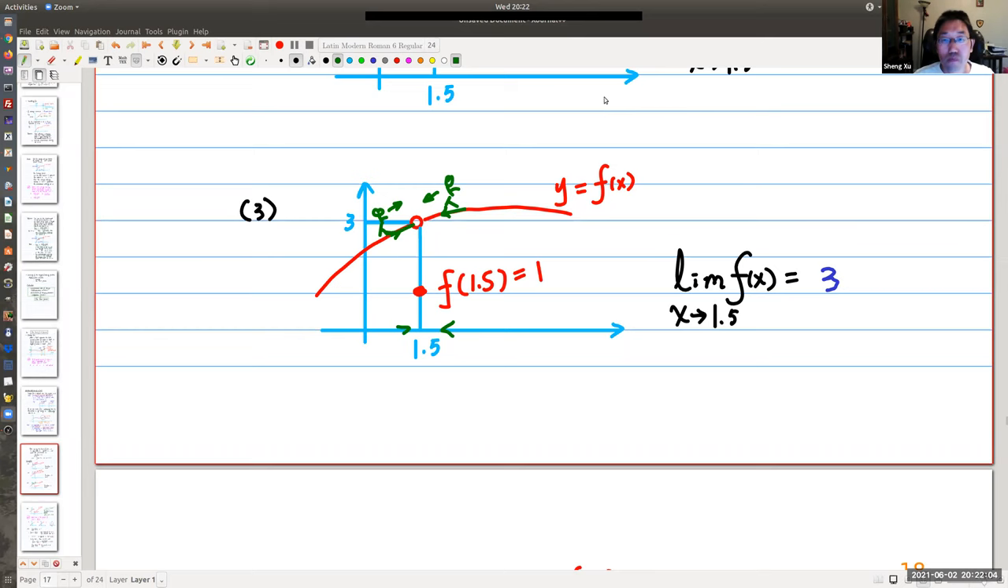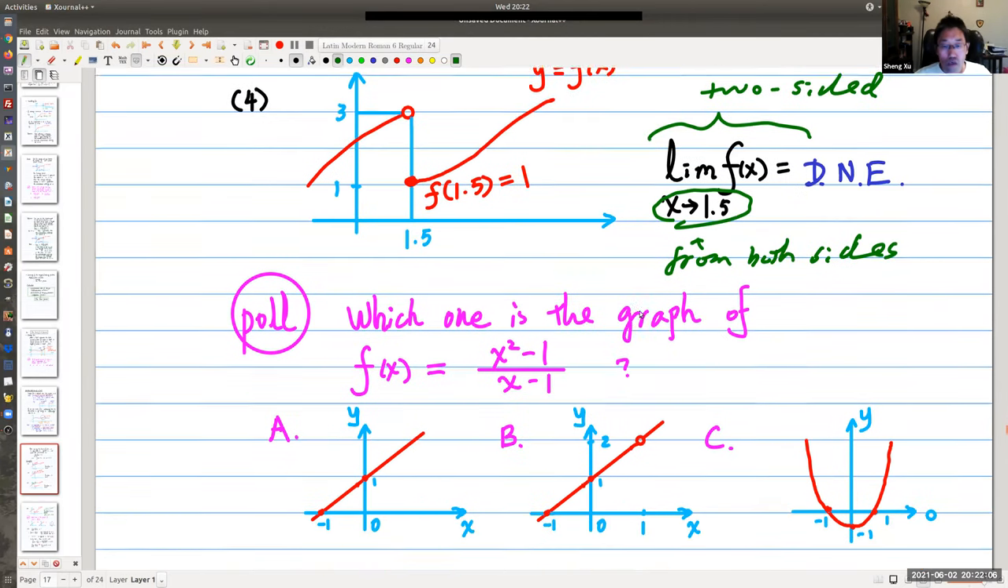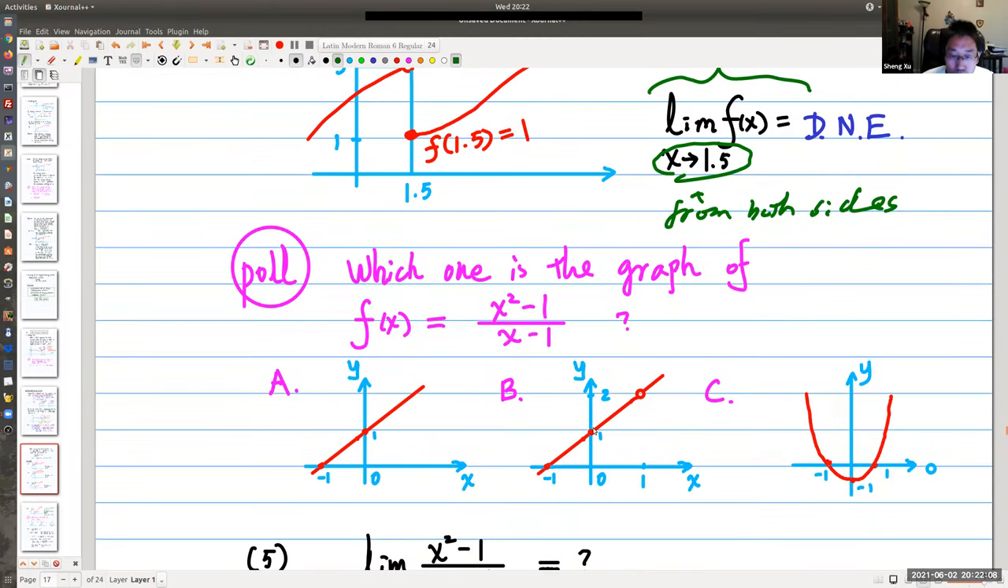Okay. Now, for this one, the answer should be B. Why? I think a little bit of algebra. It's a rational function, x squared minus one over x minus one. We know x squared minus one is a difference of squares, x plus one times x minus one. You can factorize like this over x minus one. So this rational function is not defined at x equals one, right? Otherwise it's divided by zero.